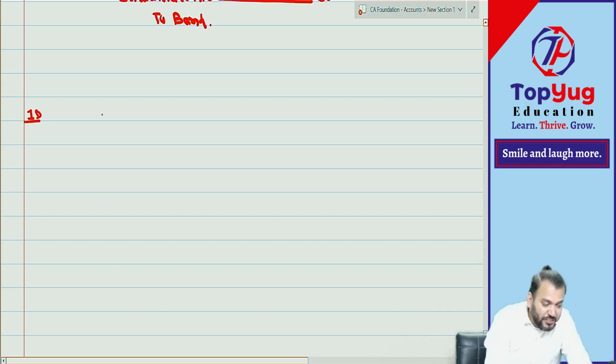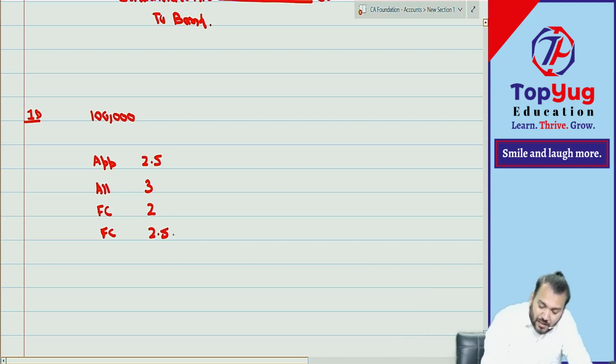What is the total number of shares they have given? And I think it is a full subscription question only. Now just write down application, what is the amount? 2.5. Then allotment how much? Then first call, then final call. So always first write down. This is at par, rupees 10.